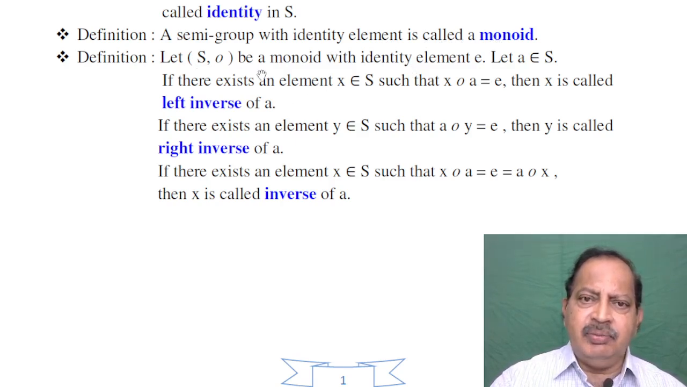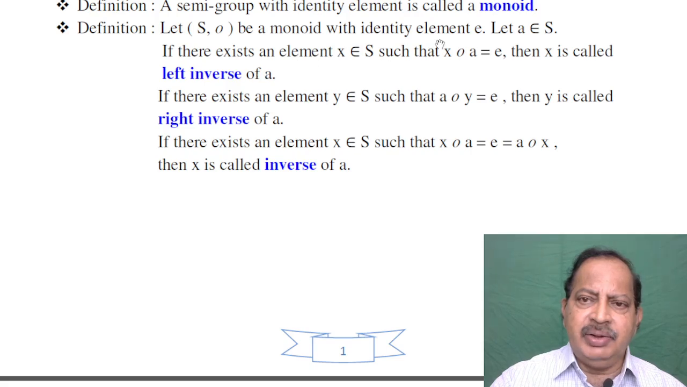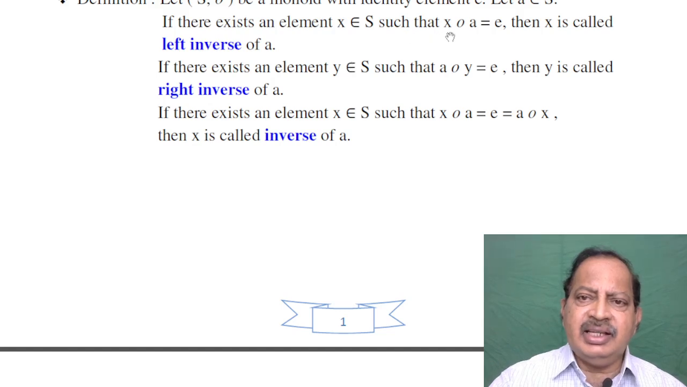Let S circle be a monoid with identity element E. Here we are considering a monoid. That means S is a non-empty set, circle is a binary operation. Monoid means associativity holds good and the identity element exists, and the identity element is denoted by E. Let A belongs to S. If there exists an element X belongs to S such that X circle A is equal to E, then X is called left inverse of A.